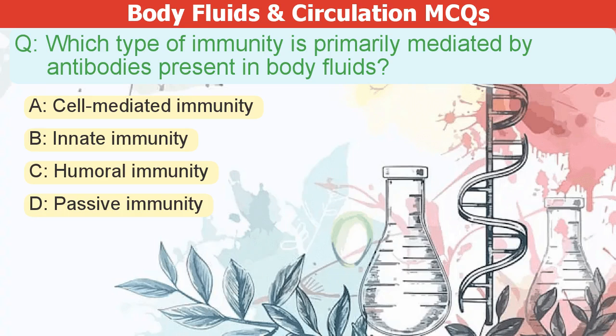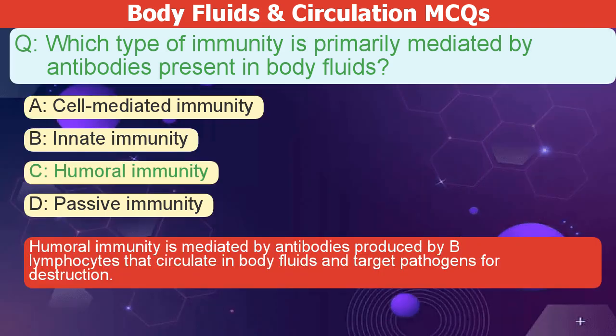Which type of immunity is primarily mediated by antibodies present in body fluids? A. Cell-mediated immunity. B. Innate immunity. C. Humoral immunity. D. Passive immunity. The correct answer is C. Humoral immunity is mediated by antibodies produced by B lymphocytes that circulate in body fluids and target pathogens for destruction.